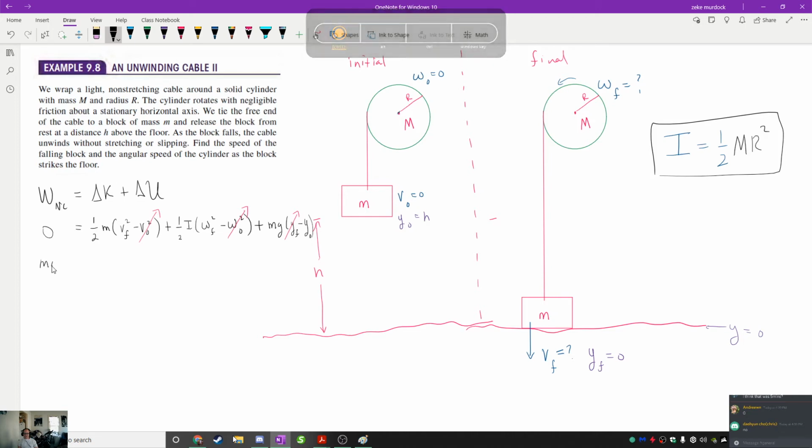So we'll have mgy initial is equal to 1/2 mv final squared plus 1/2 I omega final squared.